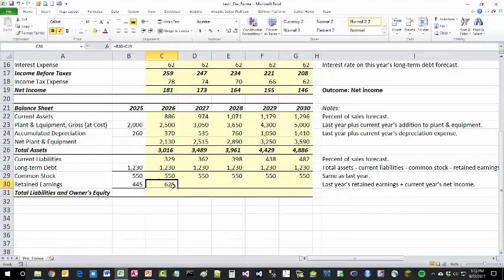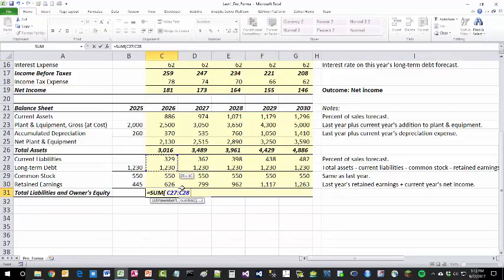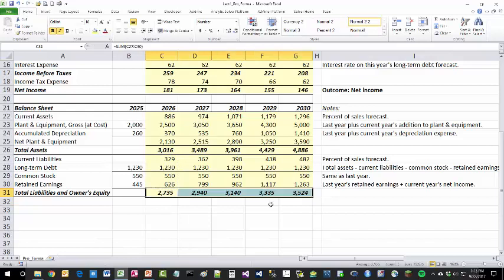Okay, finally, the total liabilities and owner's equity is simply the sum of current liabilities, long-term debt, common stock, and retained earnings. Now notice the gap between the total liabilities and owner's equity projection and the total assets, which just widens as we go further into the future.